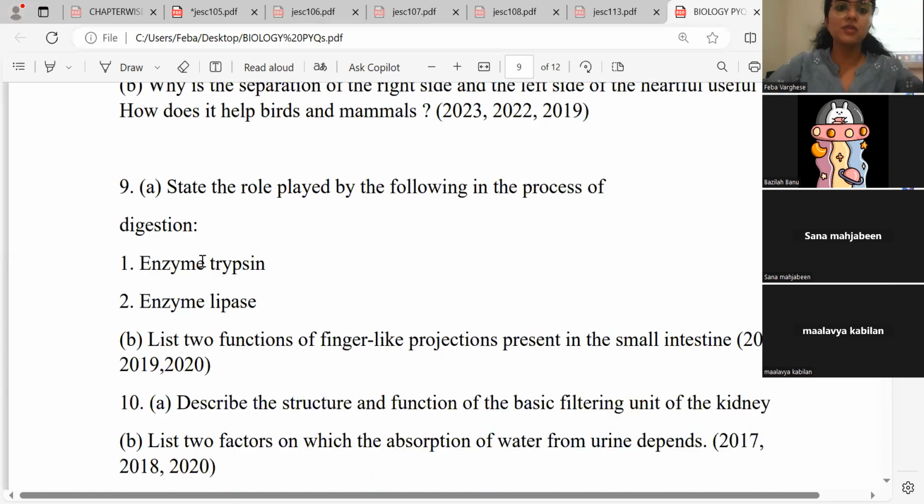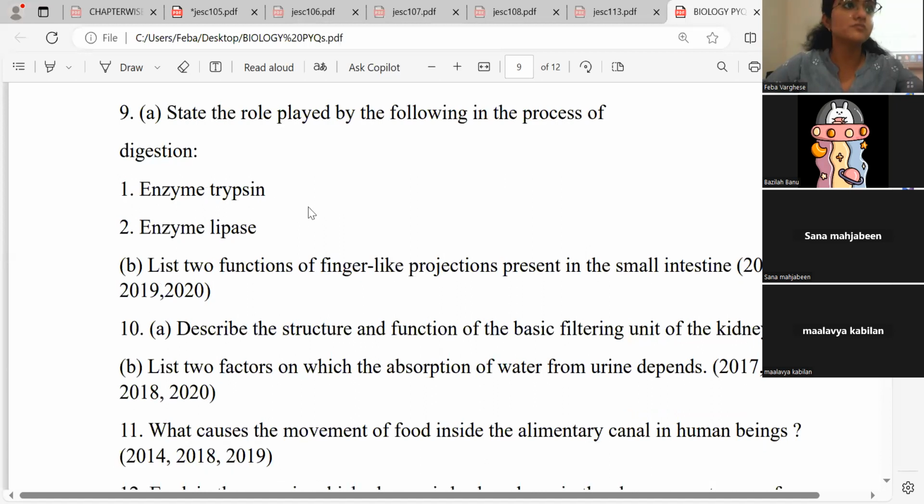Say the role played by the following in the process of digestion. Trypsin. Say quickly. Come on. Digestion of proteins. Lipase. Fats, breaking down lipids into fatty acids and glycerol.